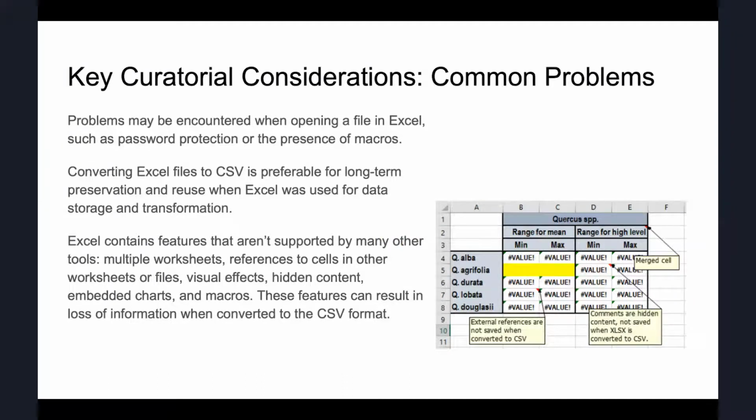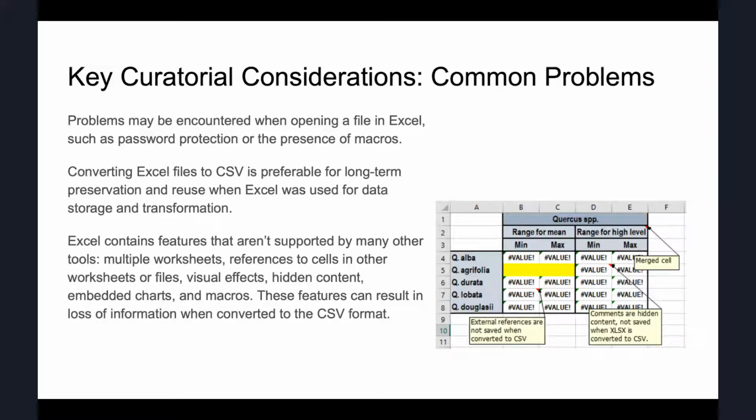The primer outlines common problems curators may encounter. For example, upon opening files, we may come across password protection or the presence of macros, which can create external file dependencies. When the purpose of the file is data storage, converting the file to the CSV format is a standard recommendation for data preservation because CSVs are more portable across applications and they're not tied to a proprietary application.